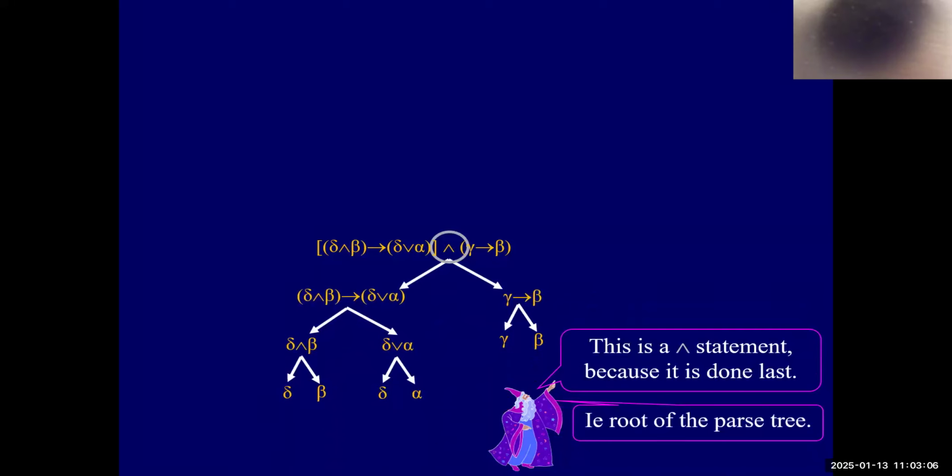But what is a parse tree? Intuitively, it makes sense, right? What is this? Well, it's the and of this and this. What is this? Well, it's the implies of this and this. And what is this? Well, it's the and of this and this. And you can build it top down or bottom up. Everybody with me here?